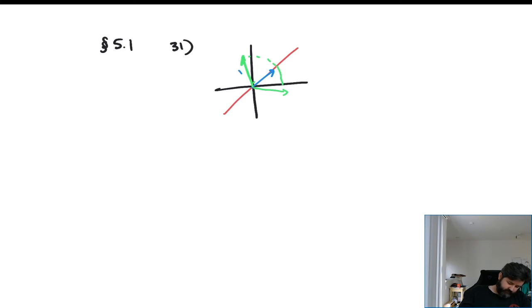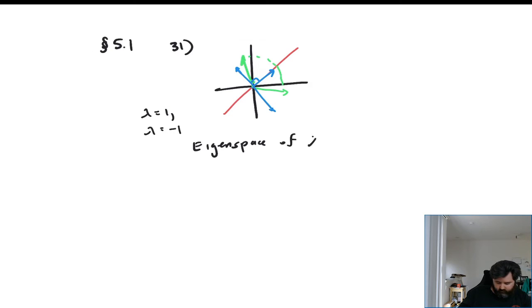If you take a vector that is exactly 90 degrees, that's perpendicular with that line, then that will of course be flipped in the opposite direction, which means it's still in its own subspace, right? So there's two eigenvalues for this one. Lambda equal to 1 and lambda equal to negative 1. Okay? The eigenspace of 1 is that fixed line mentioned in the problem. It is the line we're reflecting everything in.